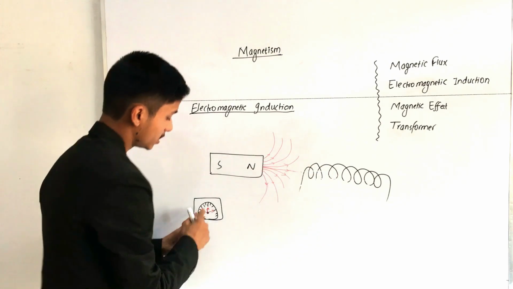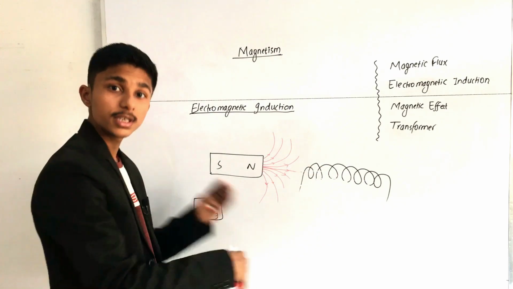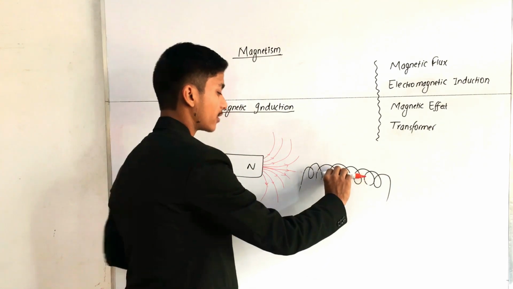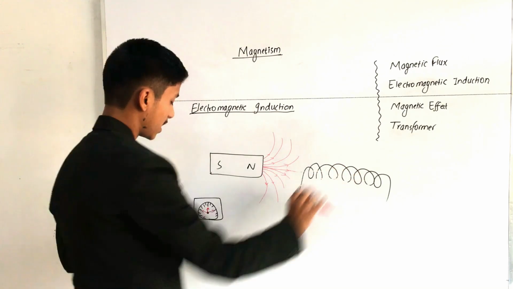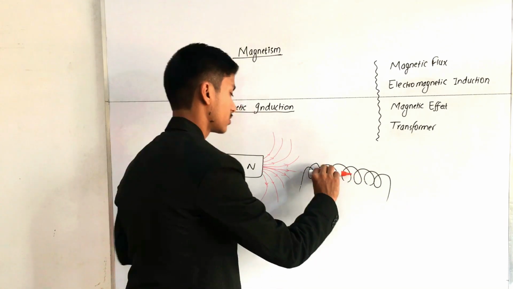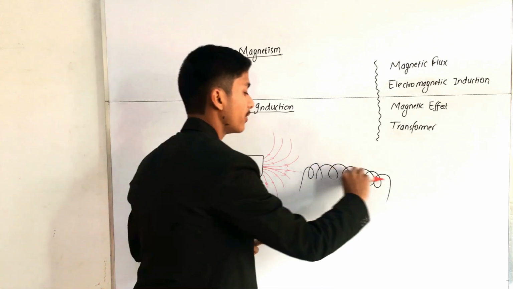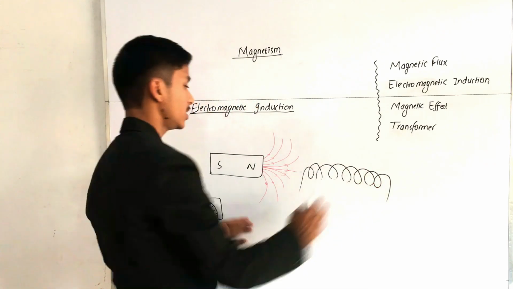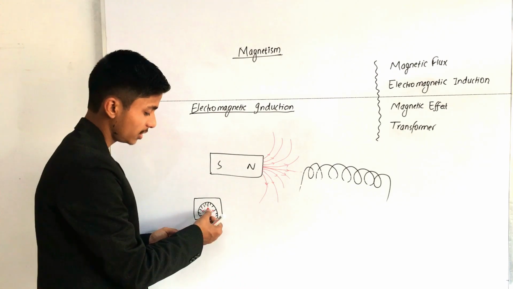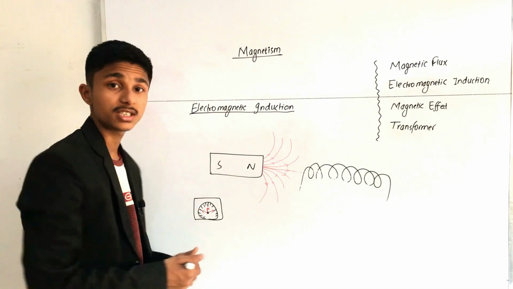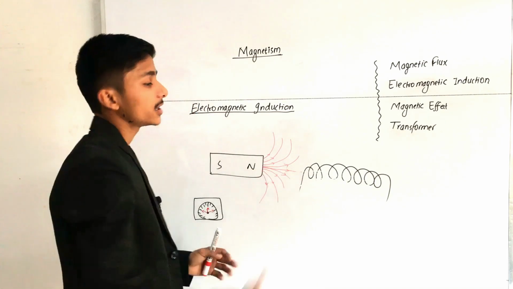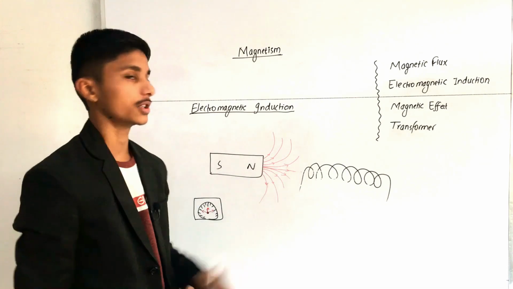Then its direction goes to the right side, which means it increases. And when this coil is kept at rest, the galvanometer shows 0. And when this coil is moved away from this magnet, it shows the opposite direction. The galvanometer goes in the negative direction. It means it decreases. Then it shows the direction of this current.